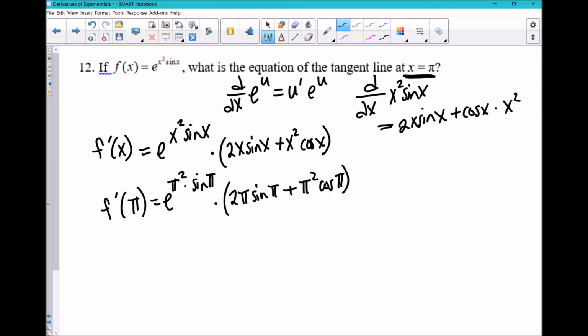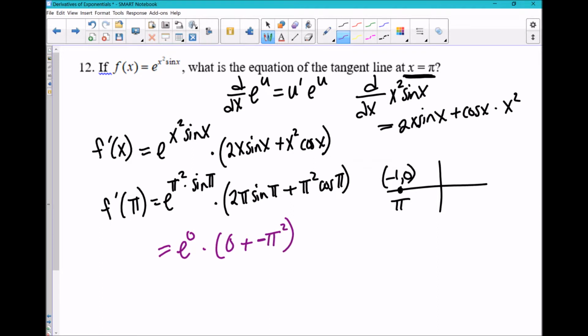Okay. All right. So remember, pi is over here, and its point is negative 1, 0. So the cosine of pi is negative 1, where the sine of pi is 0. So this ends up with e to the 0 times this sucker 0. This will be pi squared times negative 1, so basically negative pi squared. So e to the 0 is just 1. You have 1 times negative pi squared. Our slope is negative pi squared.